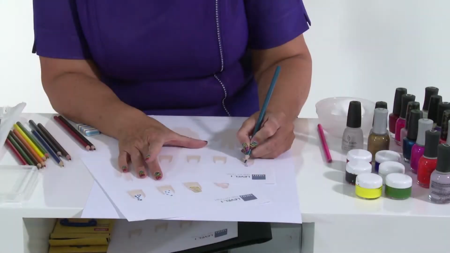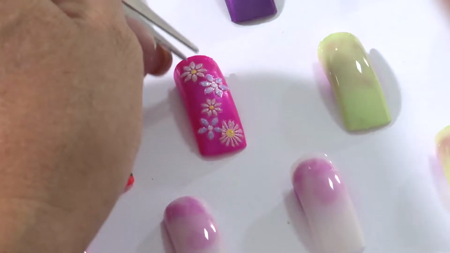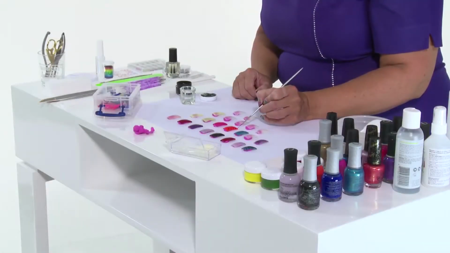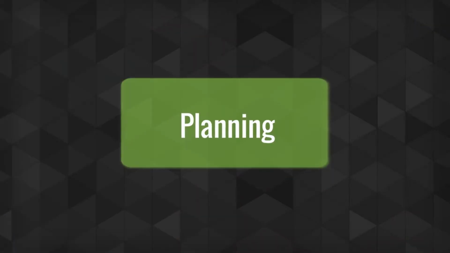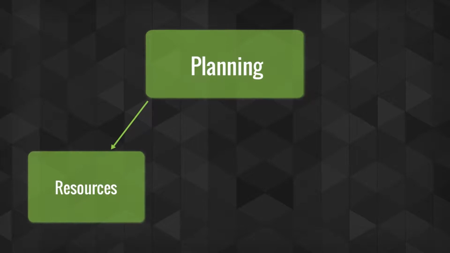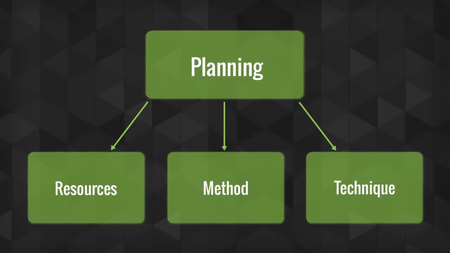of 2D and 3D design in nail art. Nail art is a creative process. Like all creative processes, planning is very important to help to realise the idea. Planning helps you understand what you need, resources, what order to do things in, method, and how to do things, technique.